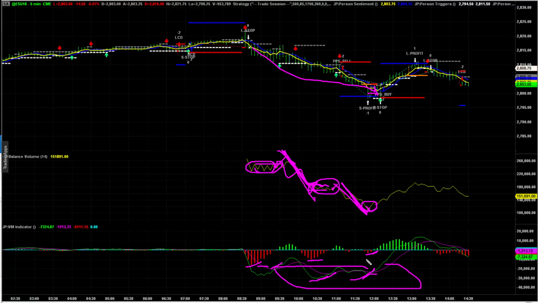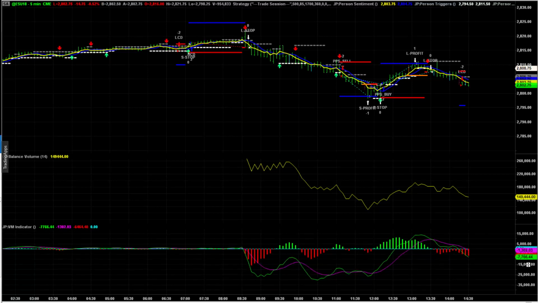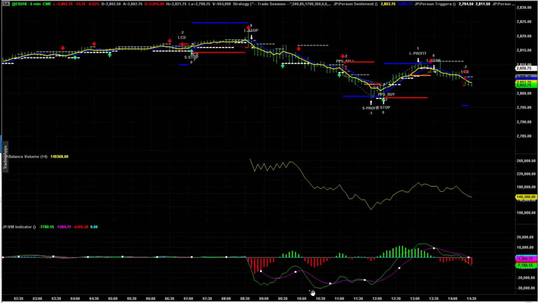This is available to all you guys that have the Person Lifetime Package and your VIP clients. You have the volume indicator, and this is exactly what I use it for. I told you about this particular setup in the live trading room today, and that was the trade.